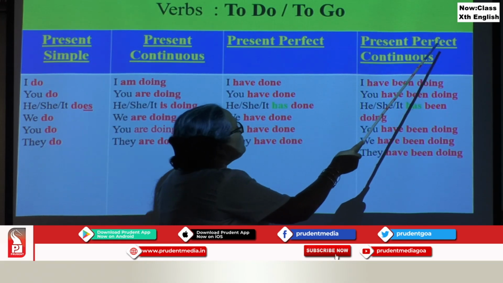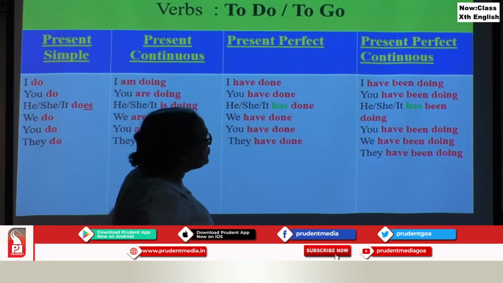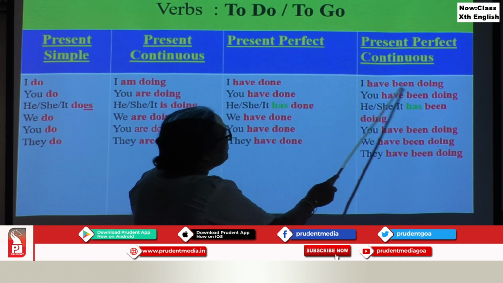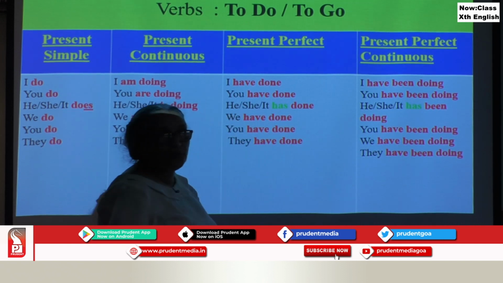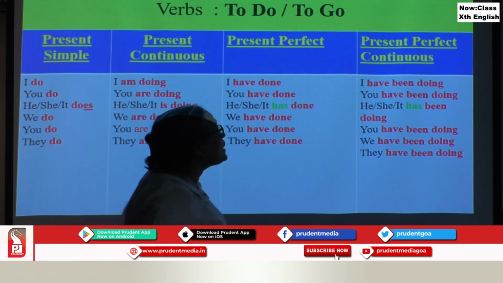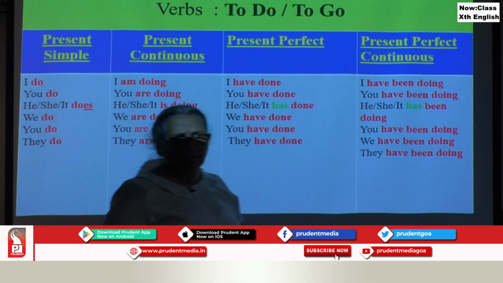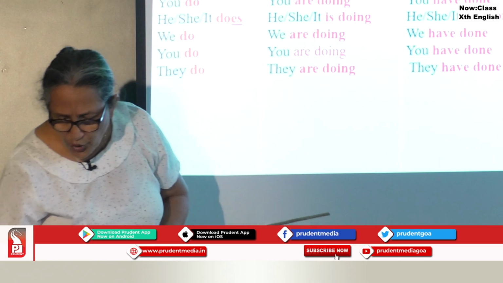What is present perfect continuous of verb to do? I have been doing. Past will be what? I had been doing. Future will be what? I shall have been doing. Very simple once you know your formula.